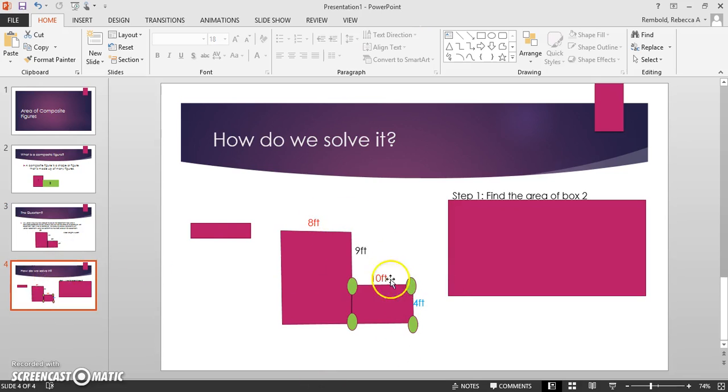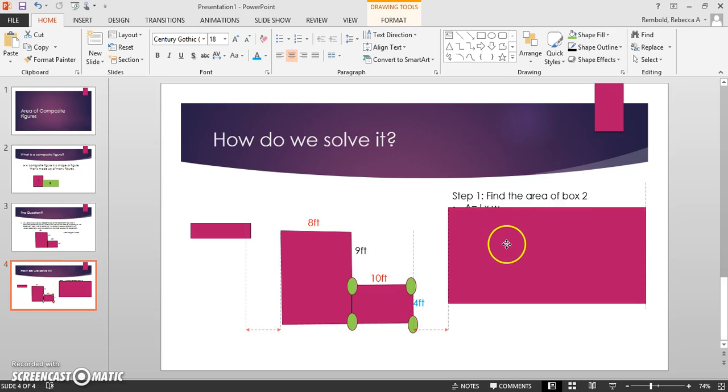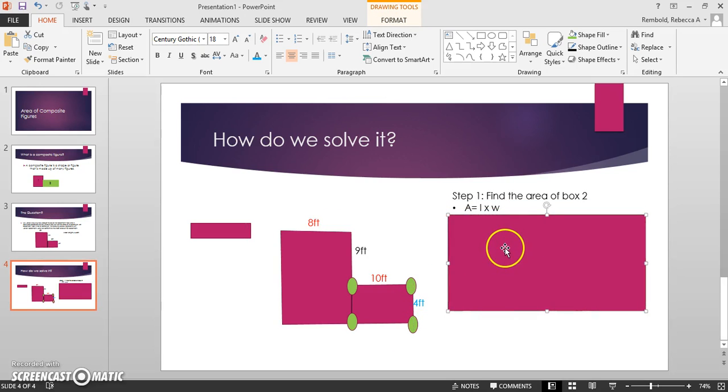Now, here's the same shape again, and it is already partitioned. Step 1. I'm going to find the area of box 2 first because it already had my 2 dimensions. It already had my length and it had my width. I have my length in color red and I have my width in the color blue. Now, I am going to simply put the formula first, which is area, A, equals length times width.